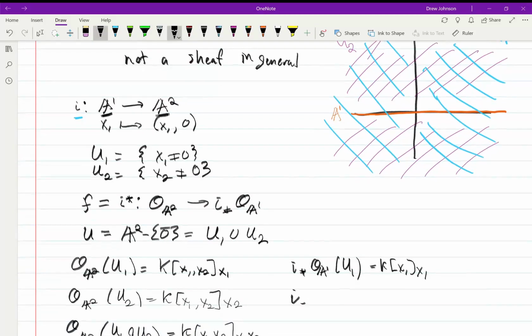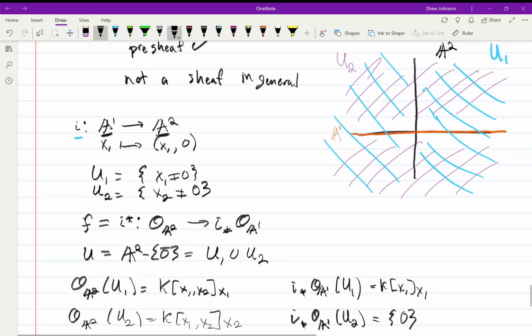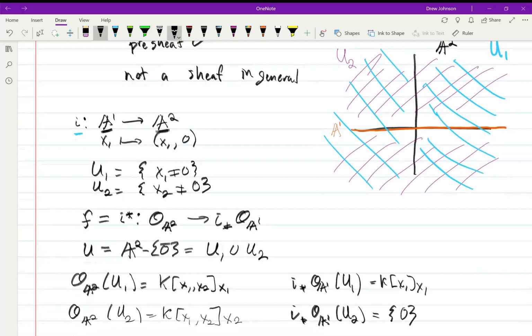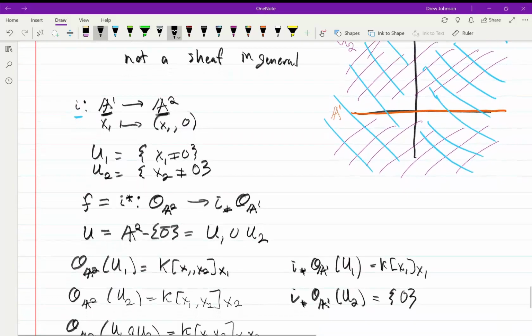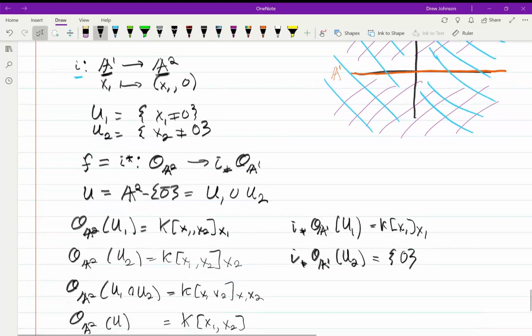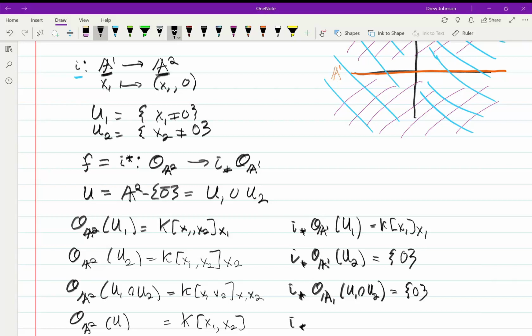All right, let's look at the pushforward sheaf of O_A1 on U2. Now this is just going to be 0, right? Because U2 doesn't even intersect this A1, so there are no functions that restrict that way. Okay, and the same thing: this is an even smaller set, so this will also be 0. And then let's look at this one.